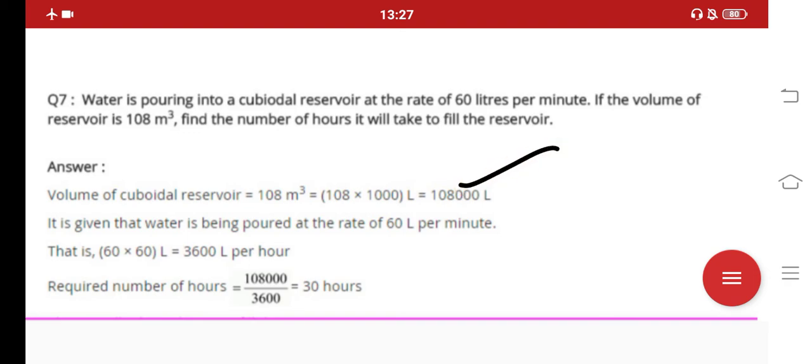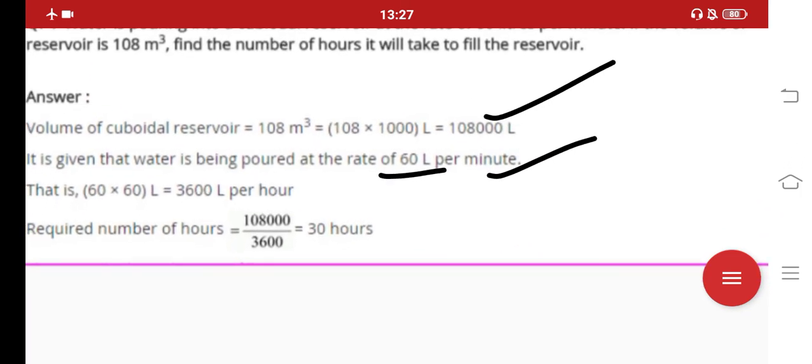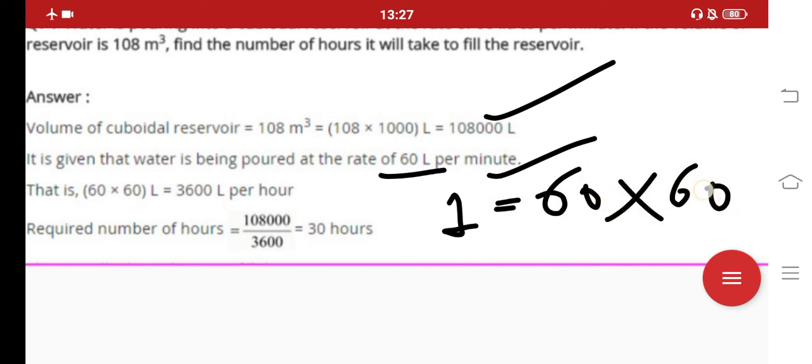Okay. Now see what we have to do next. This is the total quantity of that reservoir and how much we are pouring inside it. We are pouring 60 liter per minute. So if per minute is 60, then we know that 1 hour is equal to 60 minutes. So in 60 minutes, how many liters? 60 into 60, so 3600 liter per hour.